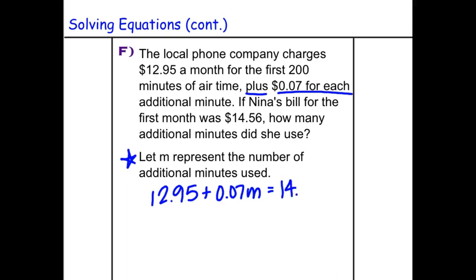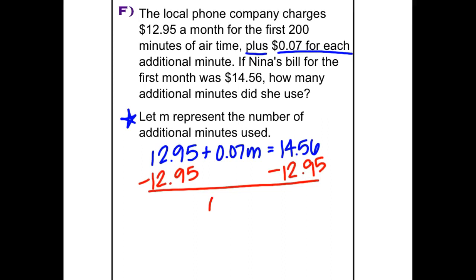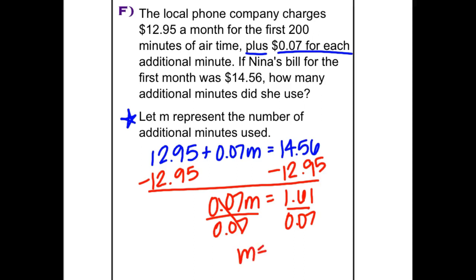And she paid $14.56. So the first thing I want to do is go ahead and subtract that $12.95. And when I do that, I know, oh my gosh, lots of ugly decimals. We're all going to die. But you know what? It's really not bad because we have a calculator. So I have 0.07 M on the left. And on the right, I have $1.61. And then I'm going to go ahead and divide both sides by 0.07, because we have multiplying on the one side, giving us M. And $1.61 divided by 0.07 is 23.